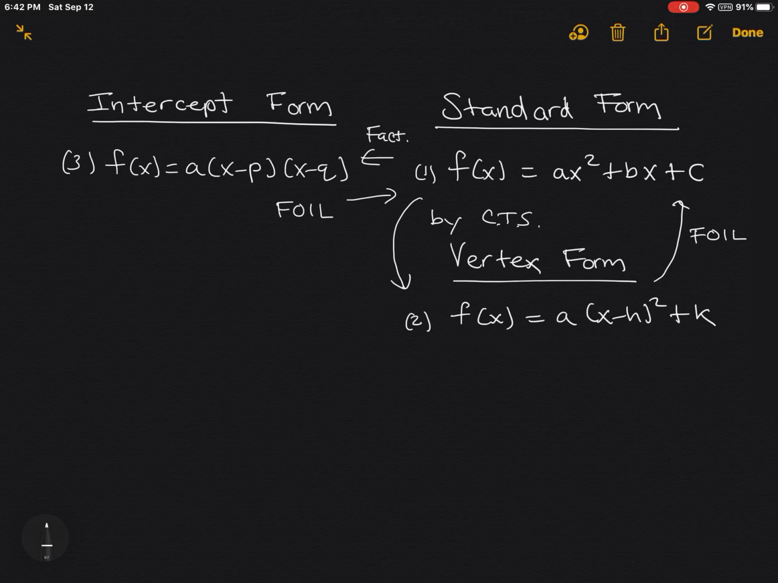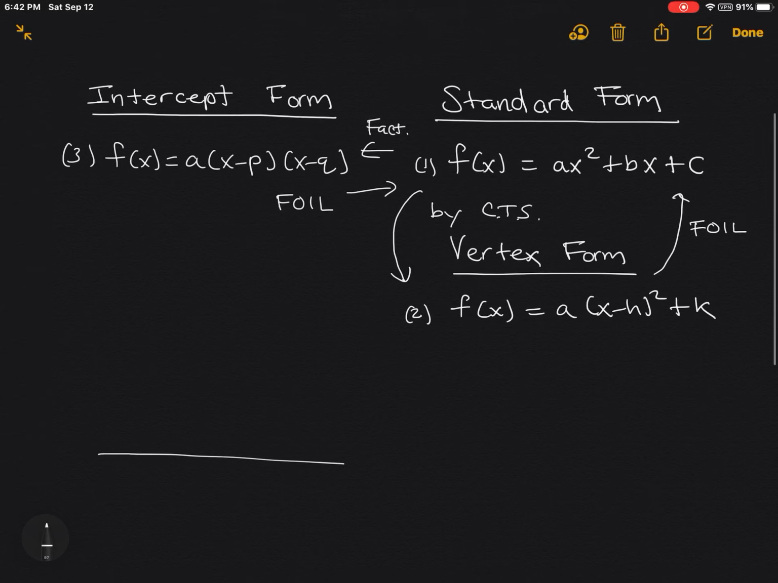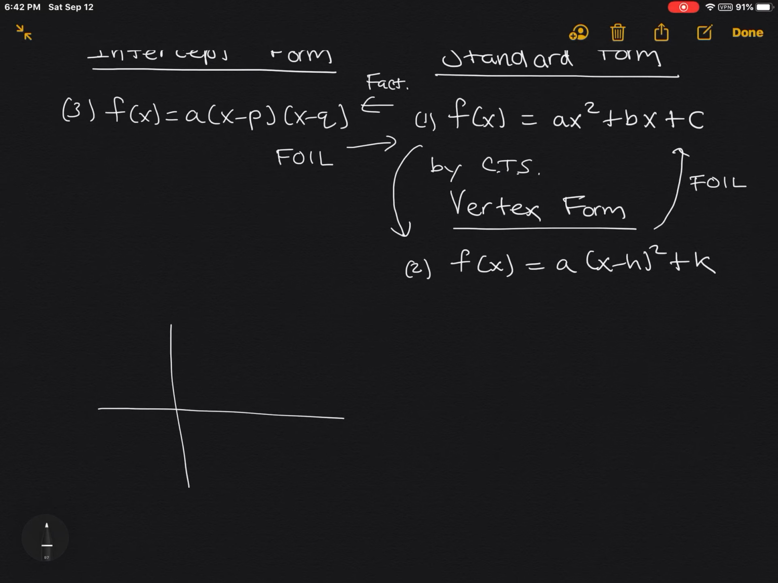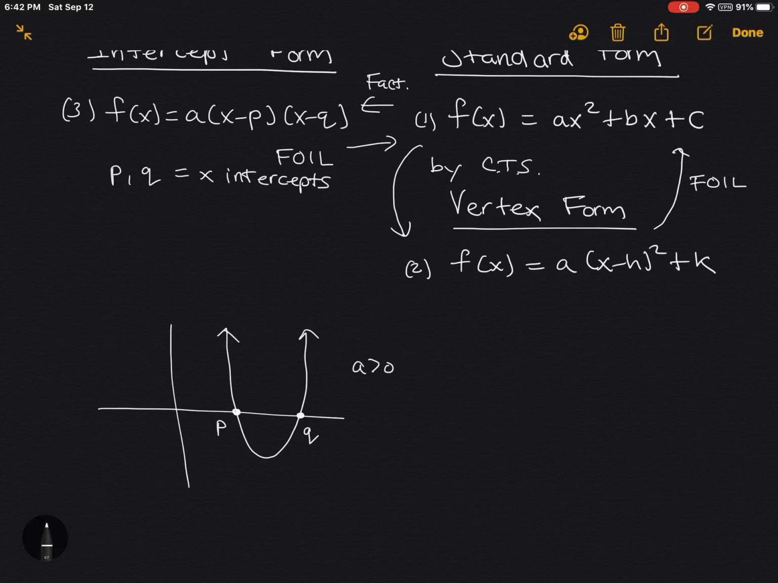All right, so a little more detail on intercept form. Why is it convenient? And first of all, what is p, what is q? I'm going to get into that in just a second here. p and q are your x-intercepts. And so if I have a parabola over here, let's say we have a parabola that's concave up, right? a is positive. p and q are just my x-intercepts, right? p comma 0, q comma 0. p and q are the x-intercepts.